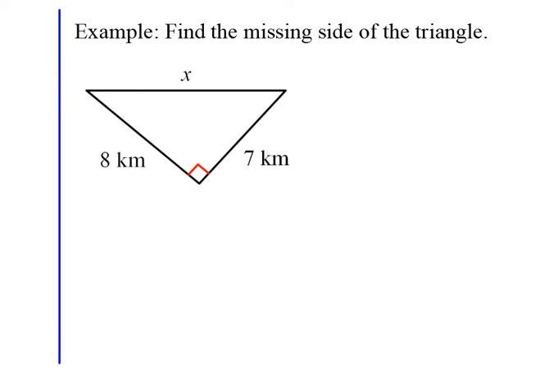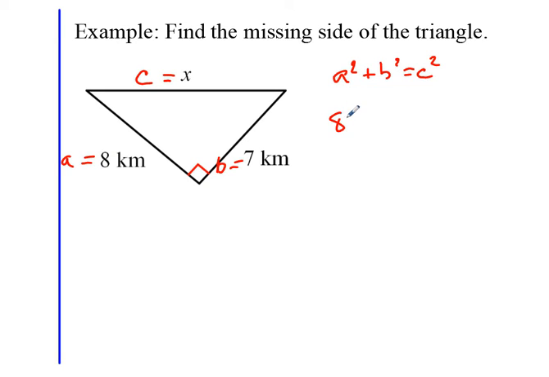So in this example, we have a missing side. The missing side is x. We're given an 8 and a 7 to use. We first identify what the a and the b and the c is. I always start by figuring out where's the hypotenuse. The hypotenuse is the longest side and it is across from the 90 degrees. So the x is the c. Now I know that 8 can be A and 7 can be B. Does it matter which one is A and B? No, as long as you know which one is the correct C.